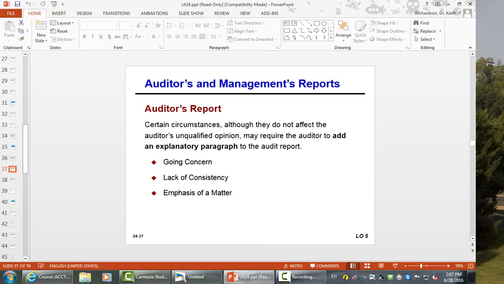You can emphasize it in the auditor's report as a particular matter. You have to do the going concern if you have that situation. By the way, how do you keep it from being a going concern? I've actually done this. It's terrible.